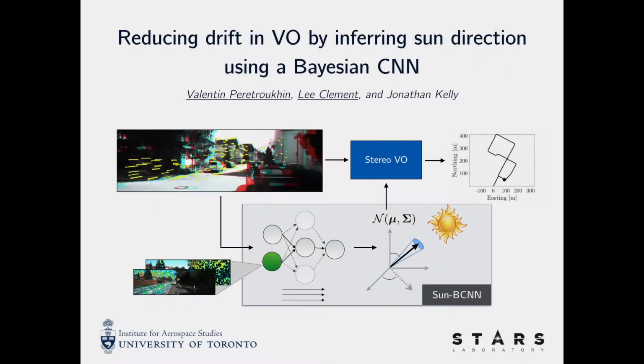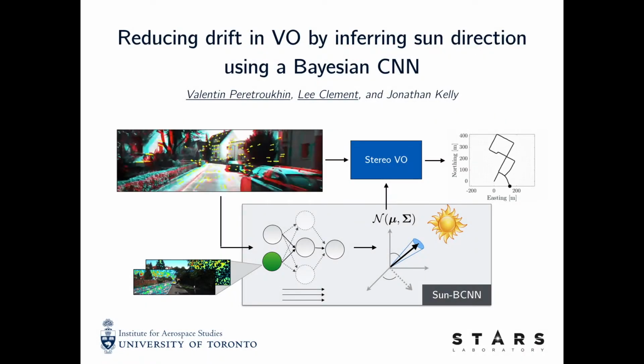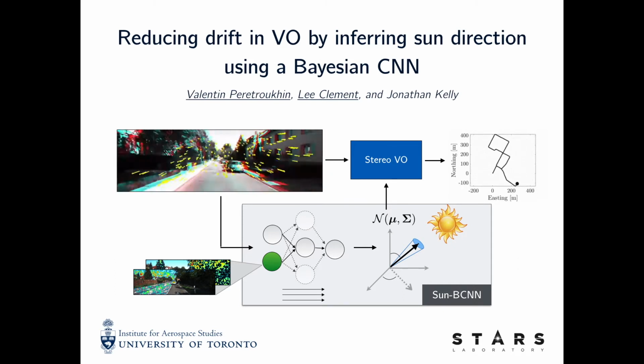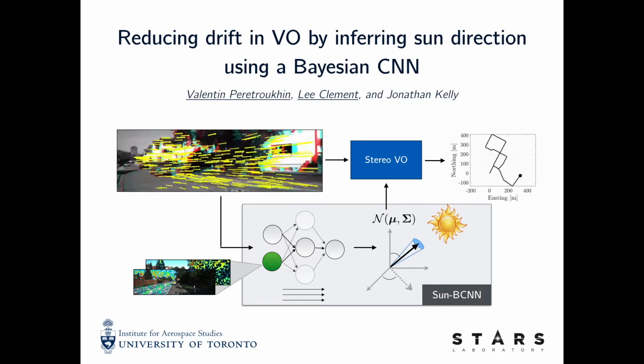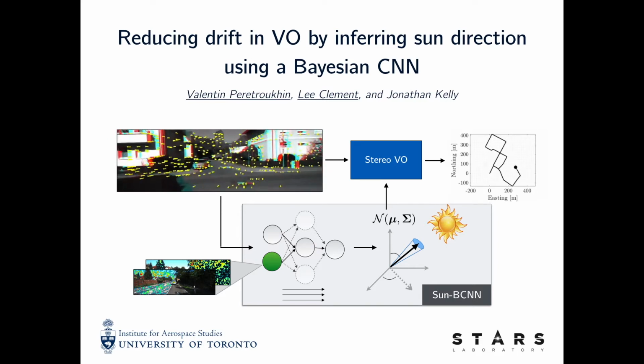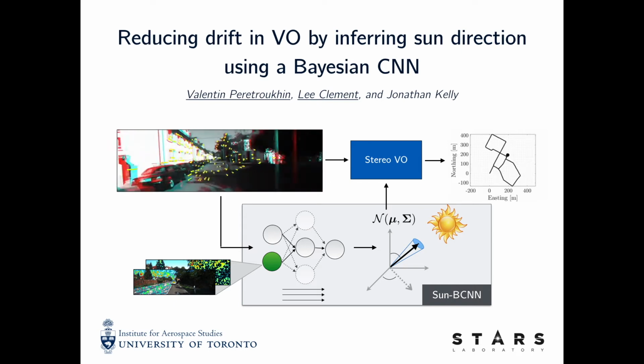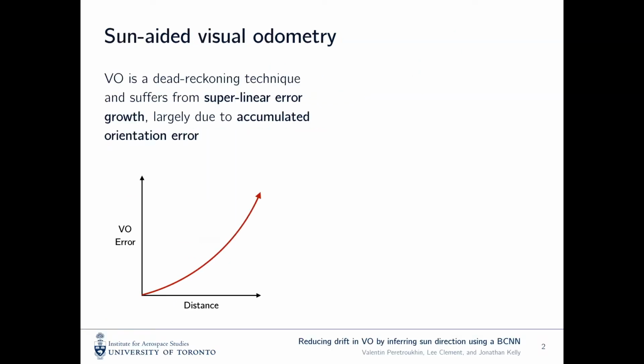We trained a deep model to estimate both the direction of the sun and, importantly, a principled covariance for each estimate. This allowed us to straightforwardly integrate global orientation information into a standard feature-based stereo visual odometry pipeline without relying on extra sensors or special camera orientations. So how does global orientation information help us in VO?